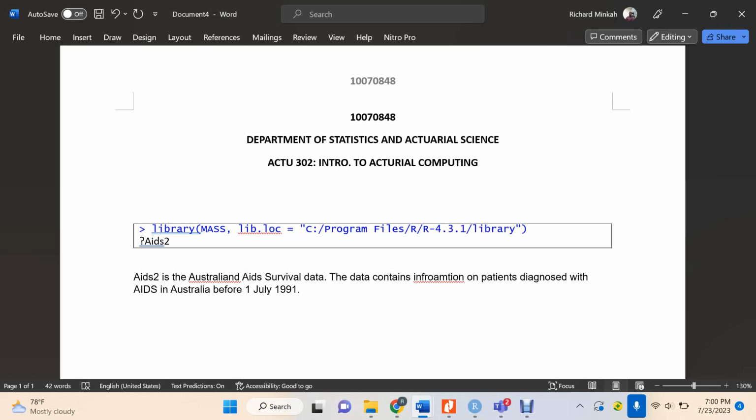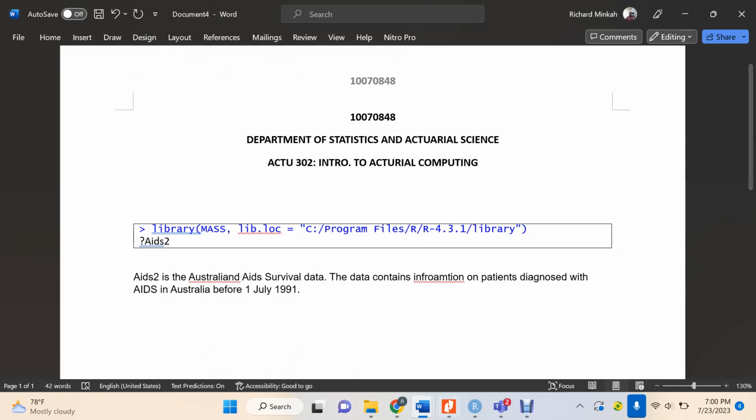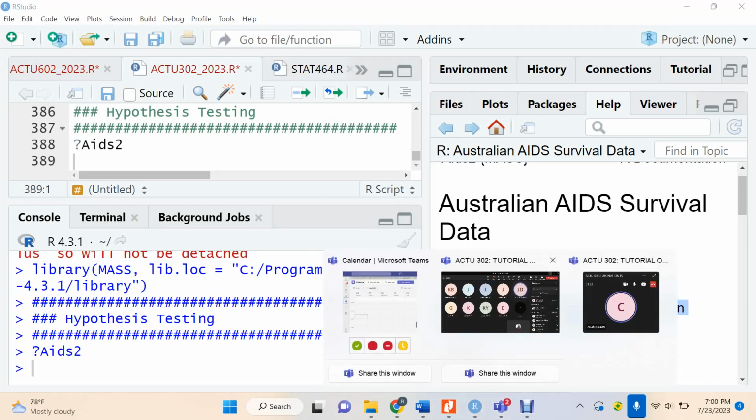Then we say identify the data structure. So the data structure is what? It is a data frame. Okay. So if you want to do it in R, you can use the str function to help you.